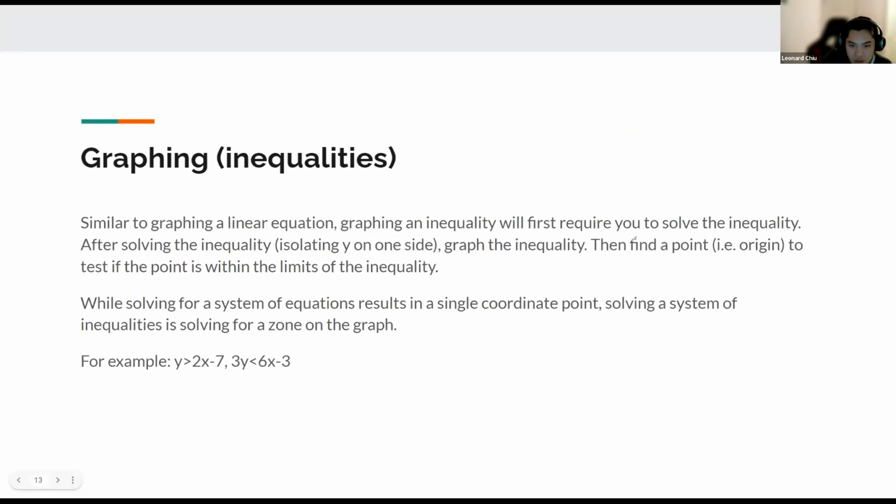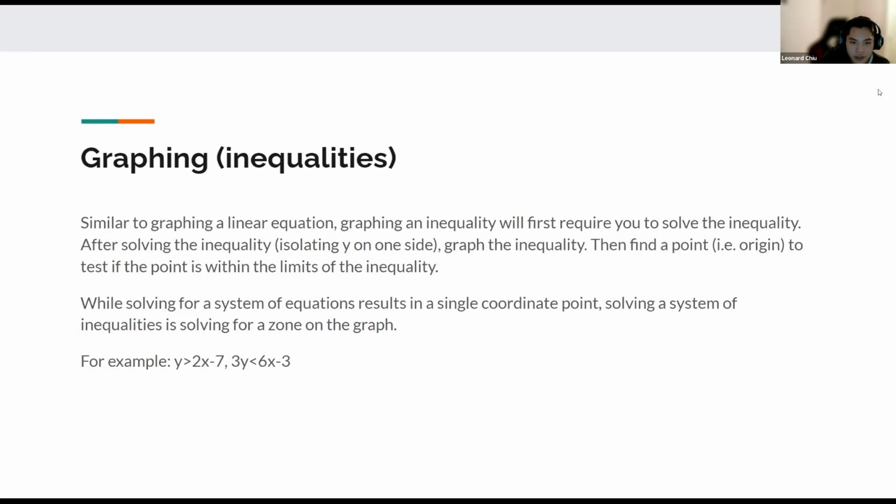All right, now we're going to do graphing inequalities. Now this one, when I was doing Algebra 1, I hated because it wasn't too hard, but it just took a lot of time and I didn't like it. And this happens on the SAT sometimes too, so this is really important. Similar to graphing a linear equation, when you graph an inequality, you're going to have to solve it first. So you're going to isolate y on one side, like a y equals mx plus b situation, and then graph the inequality. And then you're going to find the point to test the point is within the limits of the inequality. So I'll explain that in a bit.